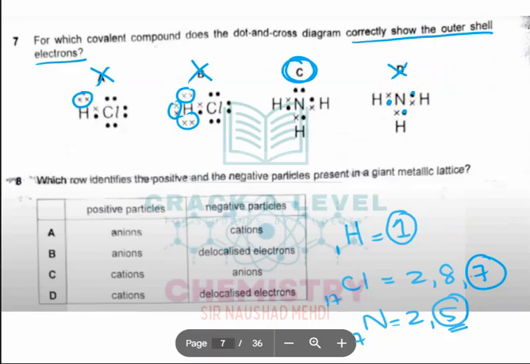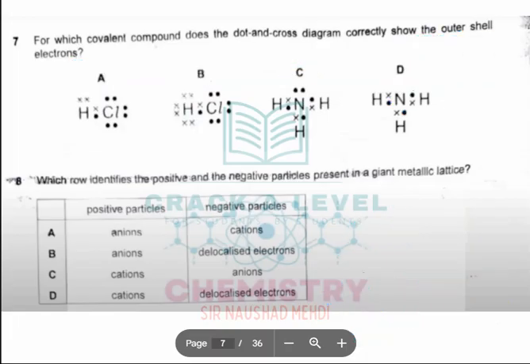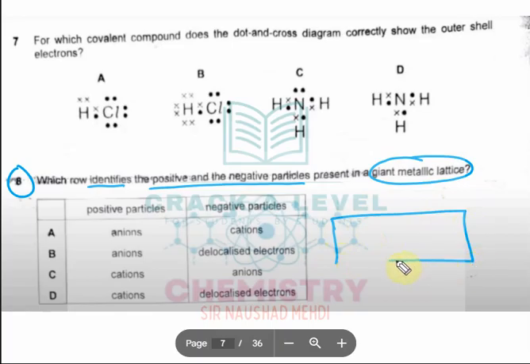Okay, MCQ number 8. In MCQ number 8, it is asking which row identifies the positive and negative particles present in a giant metallic lattice. So it is talking about metallic bonding. In the metallic bond, we have a lattice of positive ions, and that lattice of positive ions is surrounded by free electrons.